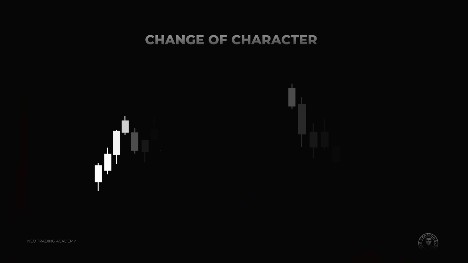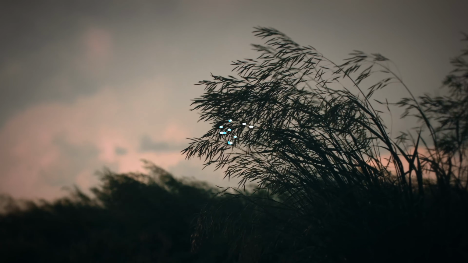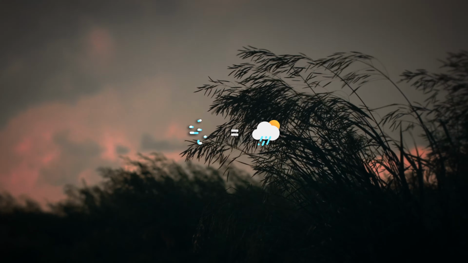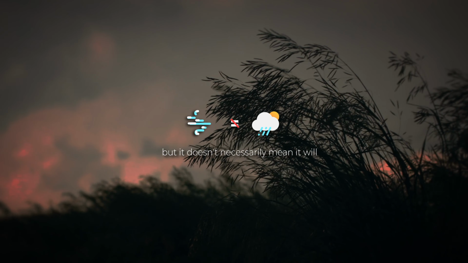A Choch occurs when the nearest low in a bullish trend or a high in a bearish trend is broken. Think of it as a change in wind speed. A change in wind speed can be a signal that it might start to rain, but it doesn't necessarily mean it will. While a Choch is a good indicator, we need more confirmation to add it to our bias.